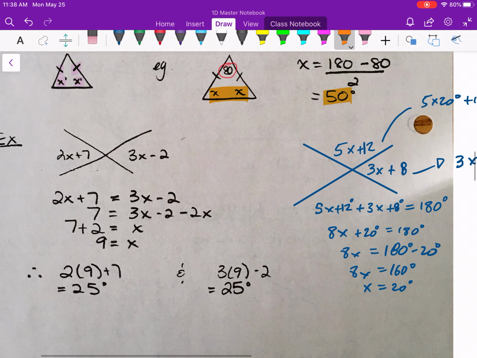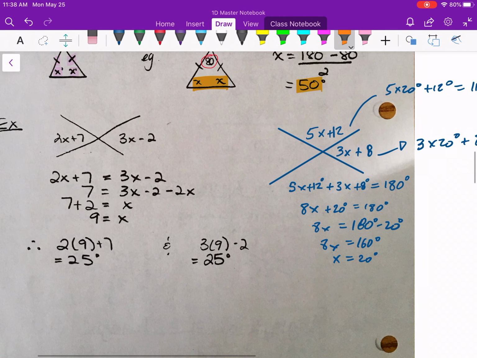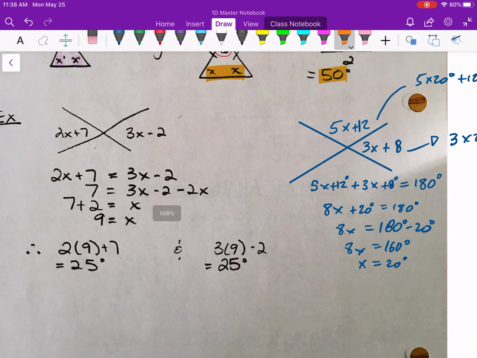Here are some other examples using the opposite angle theorem, just to give us a bit more. Again, I'm going to go fast, but you can always pause this, you can rewind it, do whatever you need until you get it. But here's some kinds of questions you might see involving opposite angles.